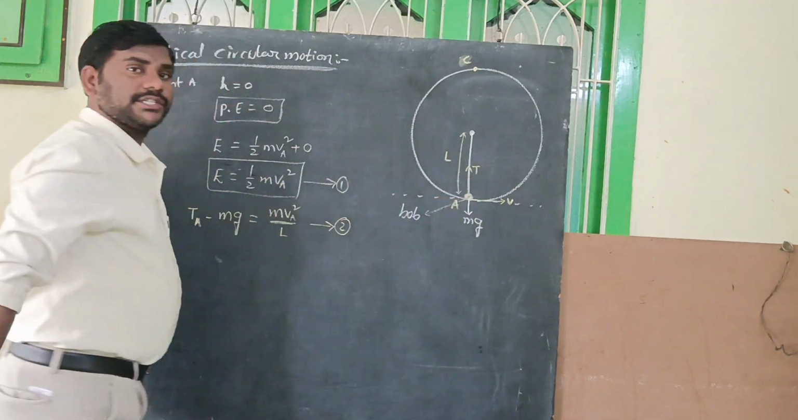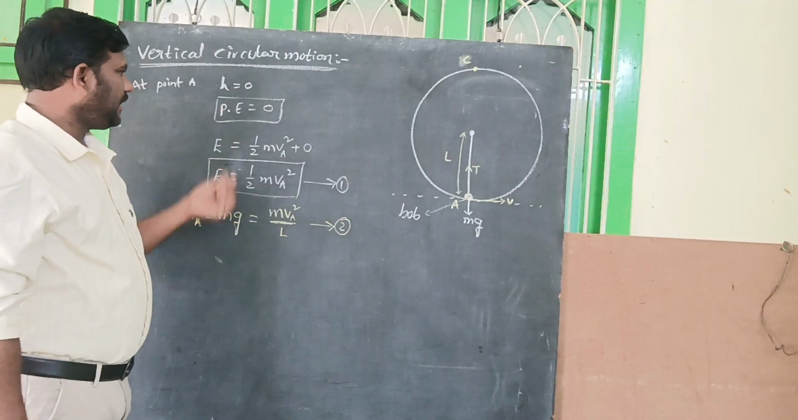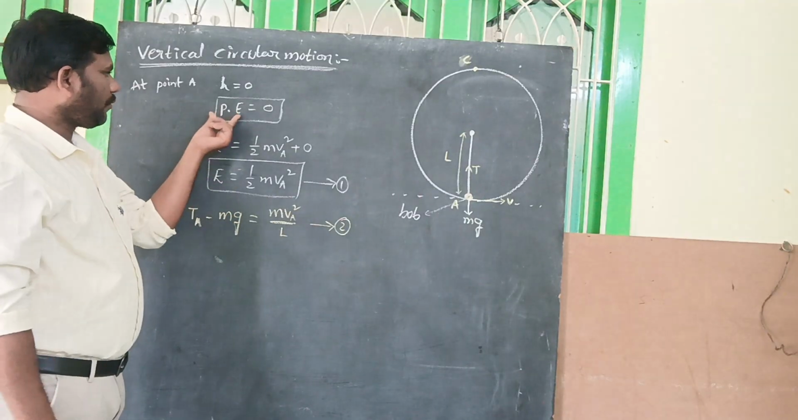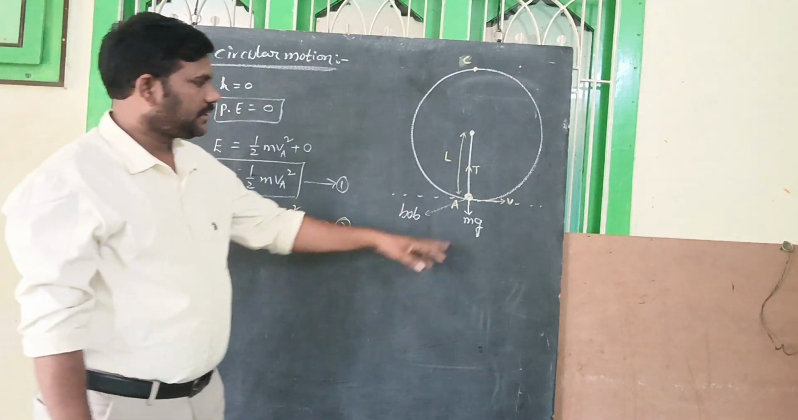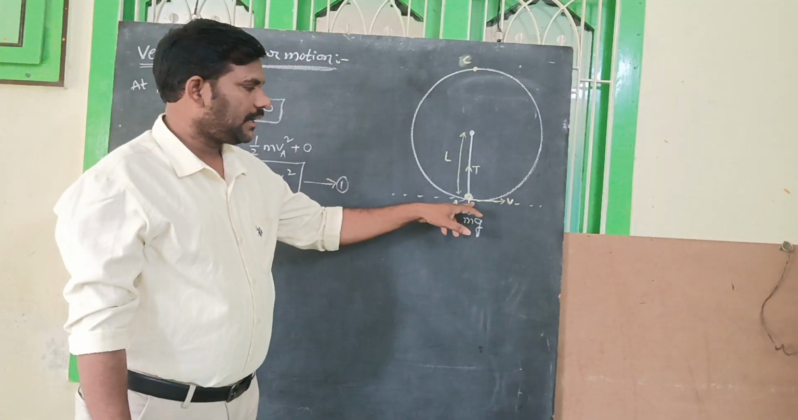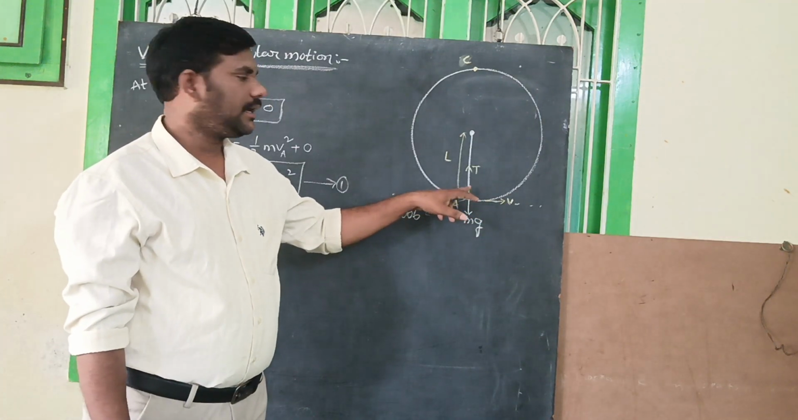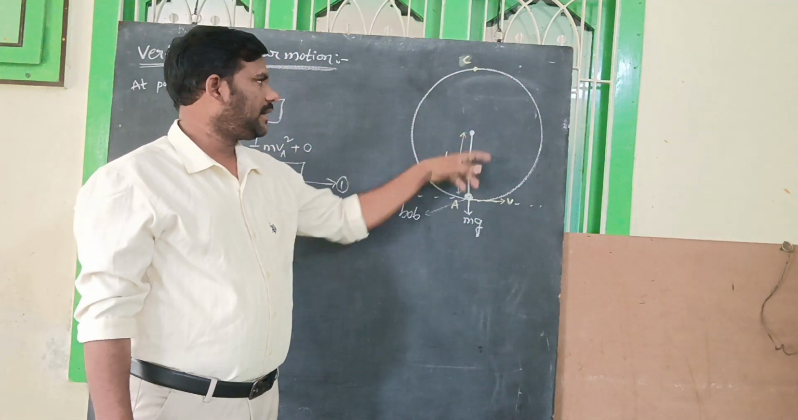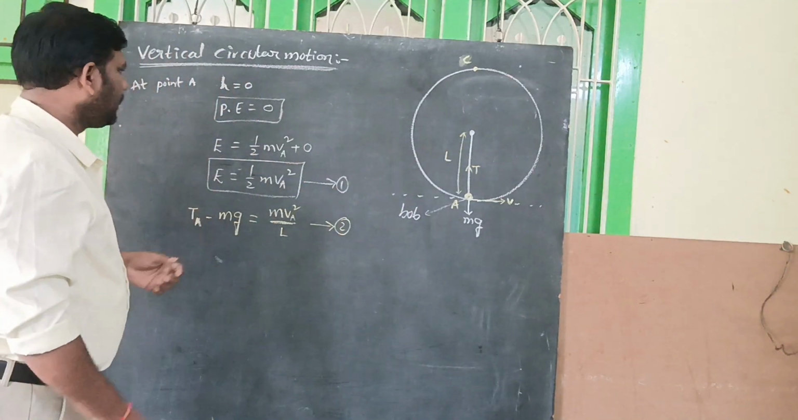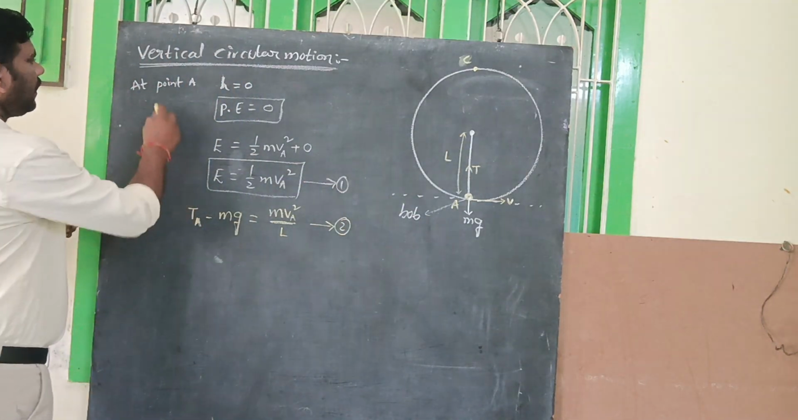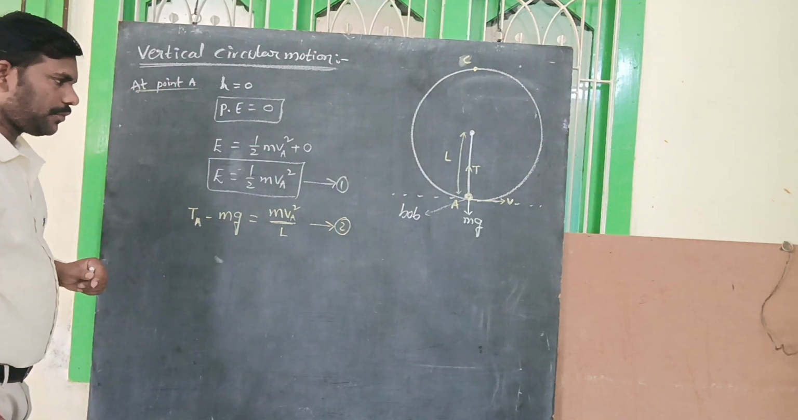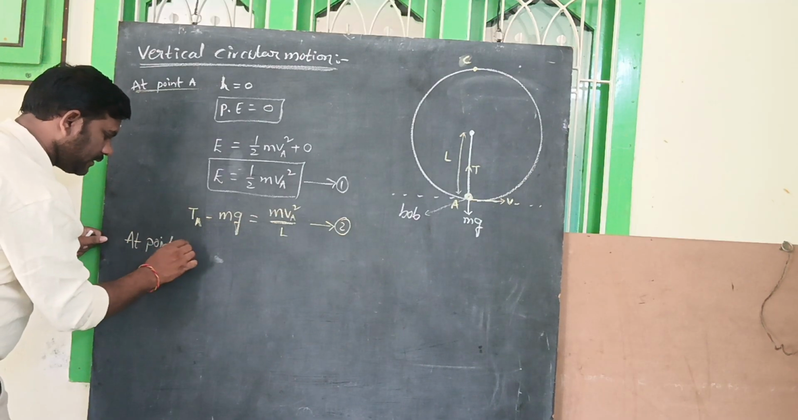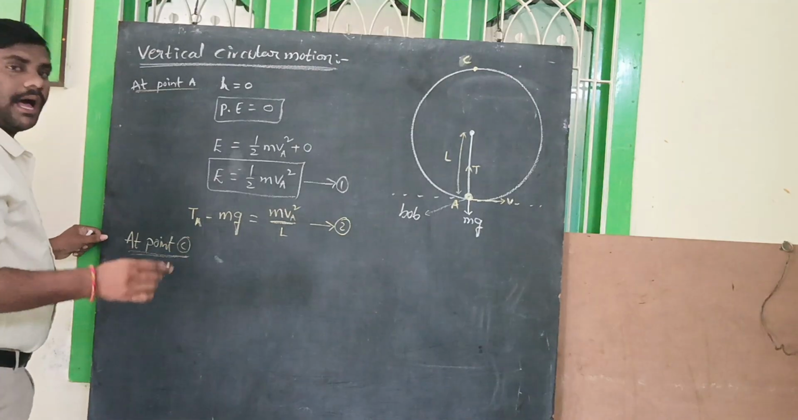At point A, the lowest point, we find the energy. Mechanical energy means the sum of potential energy and kinetic energy. Here the potential energy is zero. Why? Because the bob is placed at the lowest point, so there is no height. Then the bob moves to point C, the highest point, and it reaches some height. So point A is the lowest point, and next, point C is the highest point.